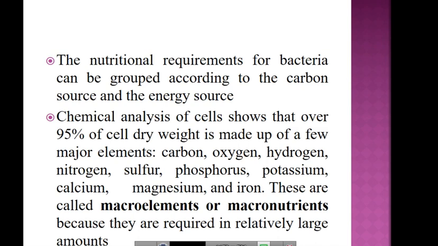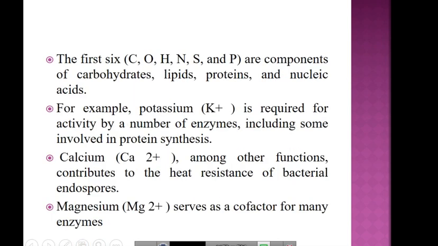Macronutrients or macro elements or major elements, major bioelements. They consist of carbon, hydrogen, oxygen, nitrogen, phosphorus, sulfur, potassium, calcium, magnesium and iron. These are called macronutrients. So these are components: carbon, oxygen, hydrogen, nitrogen, sulfur and phosphorus. These are components of carbohydrates, lipids, proteins and nucleic acids. We know that these are major components.